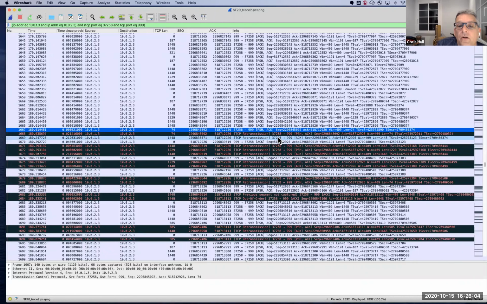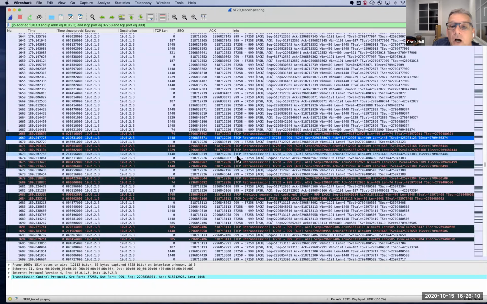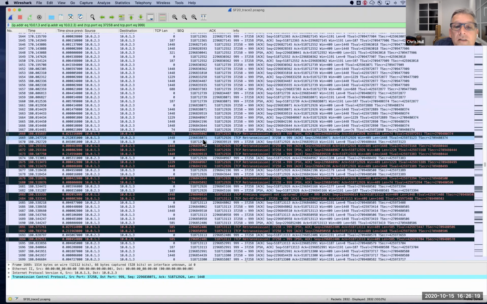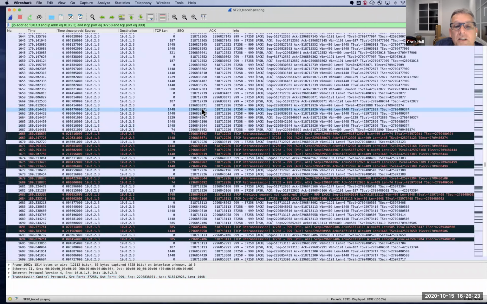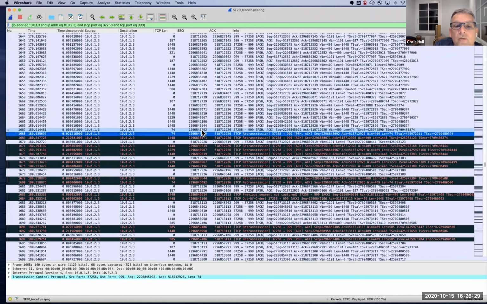And then if we look at the next one, what is this? This is saying it's a retransmission. But if we take a look at the sequence numbers, 229608071, that's a retransmission of this frame right here. Perhaps, actually, let me just make sure. Yeah, this one is a retransmission of this. This is a retransmission of this.